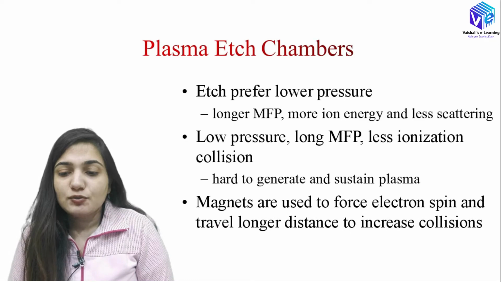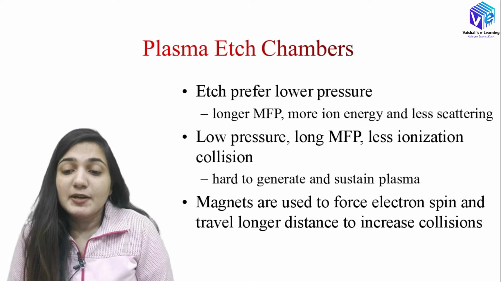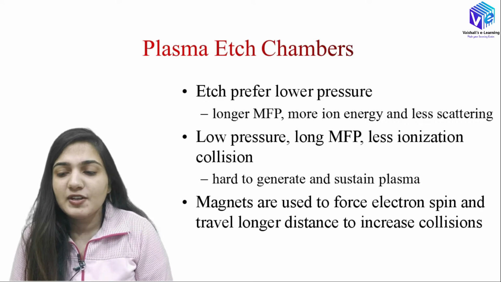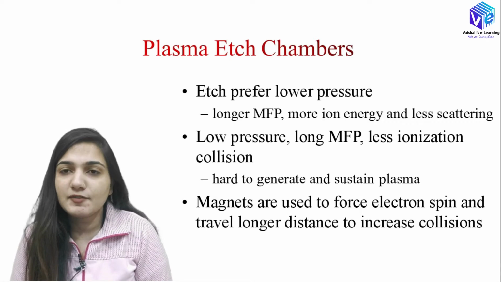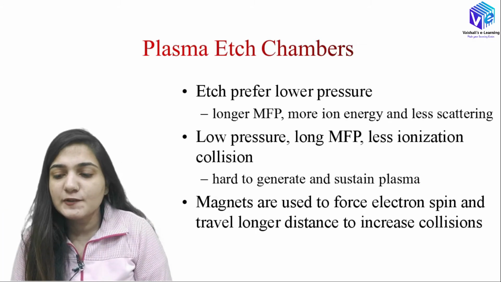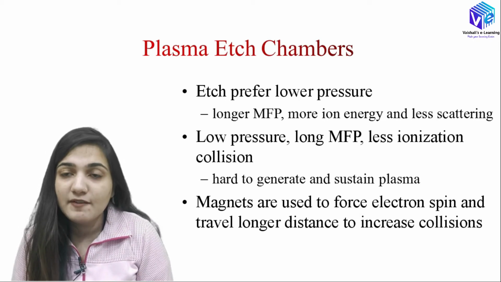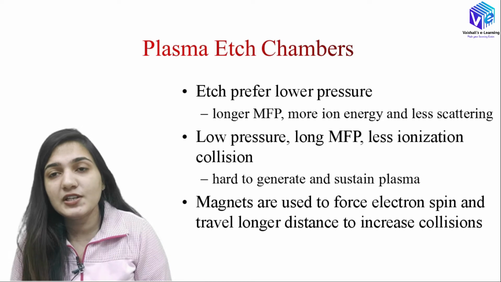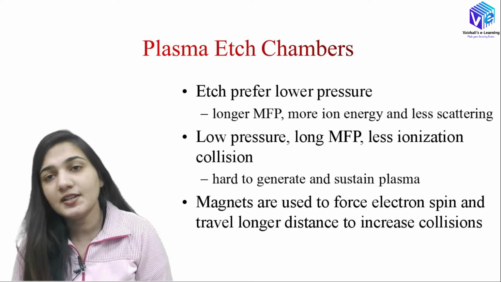Now coming to the low pressure requirement. Why are we using the low pressure? Because we will get a longer mean free path, which means fewer collisions, which means lesser scattering, which means we will have a perfect anisotropic profile. But low pressure means low mean free path effects, less ionization and collisions, and this is the reason it is very hard to generate and sustain plasma. How were we generating the plasma? Because of the collisions, the ionization and the recombination.